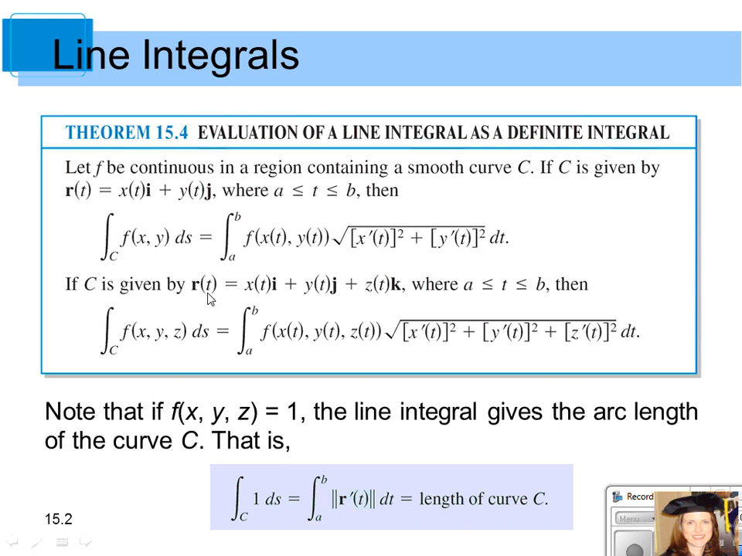Again, if you have r of t, which is a path in space, then your function could have x's, y's, and z's. You would replace every x, y, and z in the function with what it equals on the path. And then again, you would take the derivative of the path and find the magnitude of that, dt. And your time interval from the path is the bounds of integration. Now, if your f of x, y, z equals 1, this line integral actually gives you the arc length of that curve. So we see this in the bottom shaded blue region. The line integral of just 1 ds is equal to the definite integral from a to b of the magnitude of r prime of t dt.